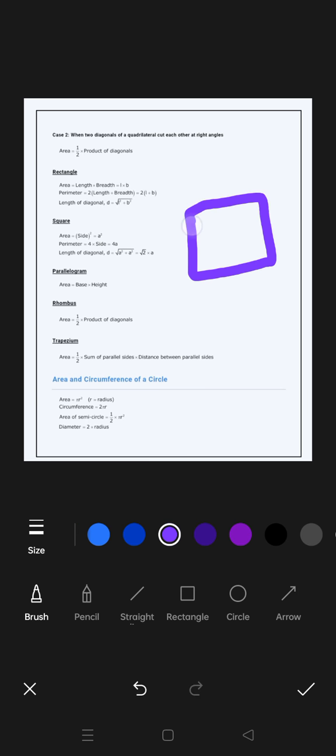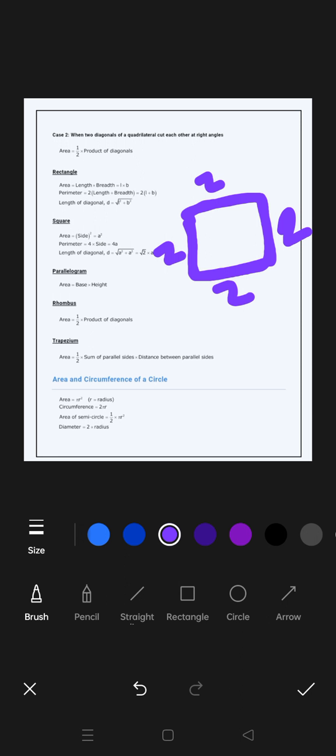This is your square, right? Now the area of a square is side squared, meaning a squared. Here a refers to the side. Why are we saying this? Because all the sides of a square are the same. Whether this side or this side, all will be the same.